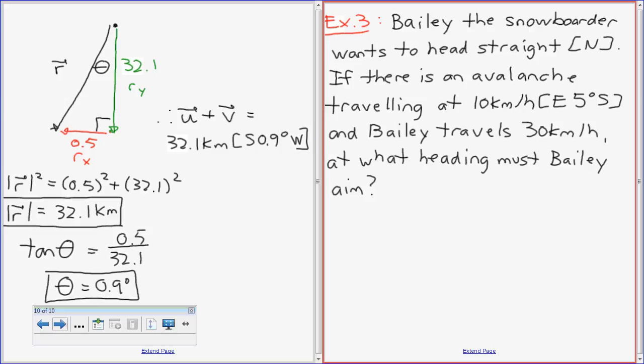I'll try and talk you through this. So Bailey is gliding down a mountain. There's an avalanche, okay? She wants to head in this direction. The avalanche is pushing her in a different direction. So she'll have to tilt her board in a different direction so that she can still go north. Does that make sense? She's being pushed in one direction, so she has to tilt herself in another direction, so she'll end up going north.